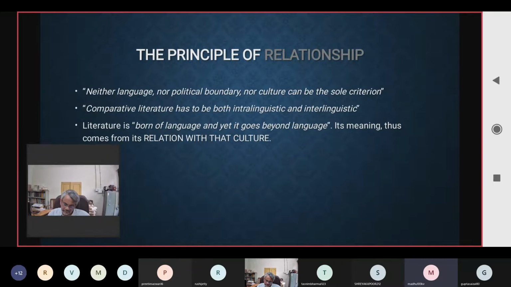And the principle, as I talked before, is the relation with that culture. Neither language nor political boundary nor culture can be the sole criterion. Because if language is a criterion, then we cannot bring British literature and American literature under the same umbrella, though they are connected by the same language. Political boundary is very fluid, as we talked, and it continuously changes, and that is very unreliable also. So it is relation with the culture and not just culture, because literature is born of language, but it goes beyond language.